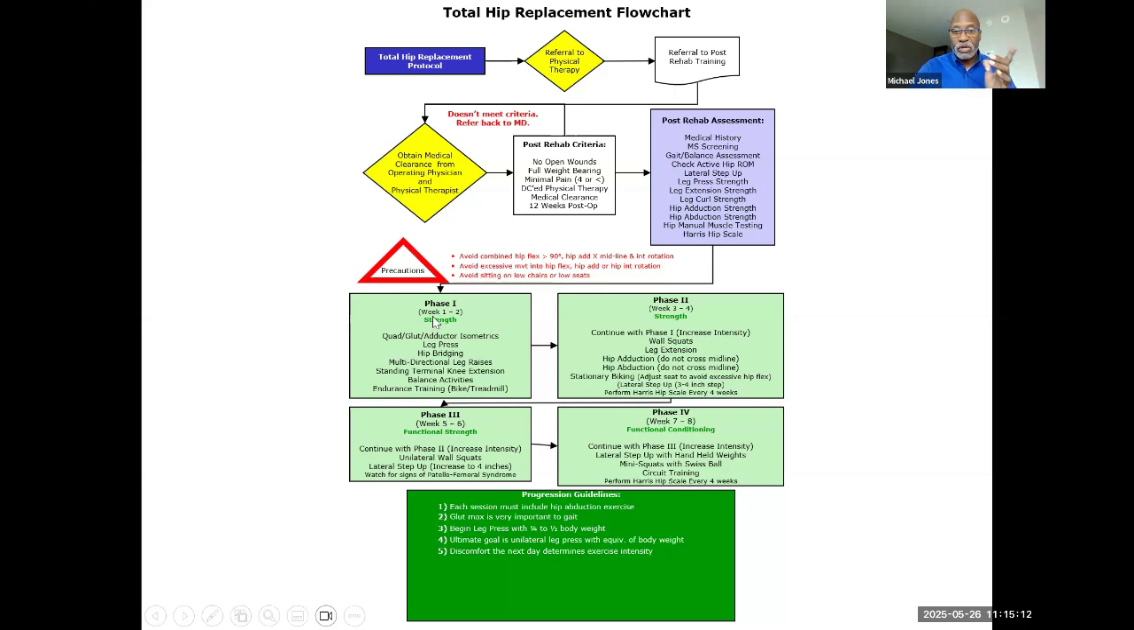Phase 1 works on strength, weeks 1 through 2. Phase 2, strength again, weeks 3 through 4. Phase 3 looks at functional strength, weeks 5 through 8. And then phase 4, weeks 7 through 8, functional conditioning. Now, notice with these exercises, and folks, you can mix and match the exercises any way you want for the criteria you develop. Now, notice with this, we have a number of exercises.